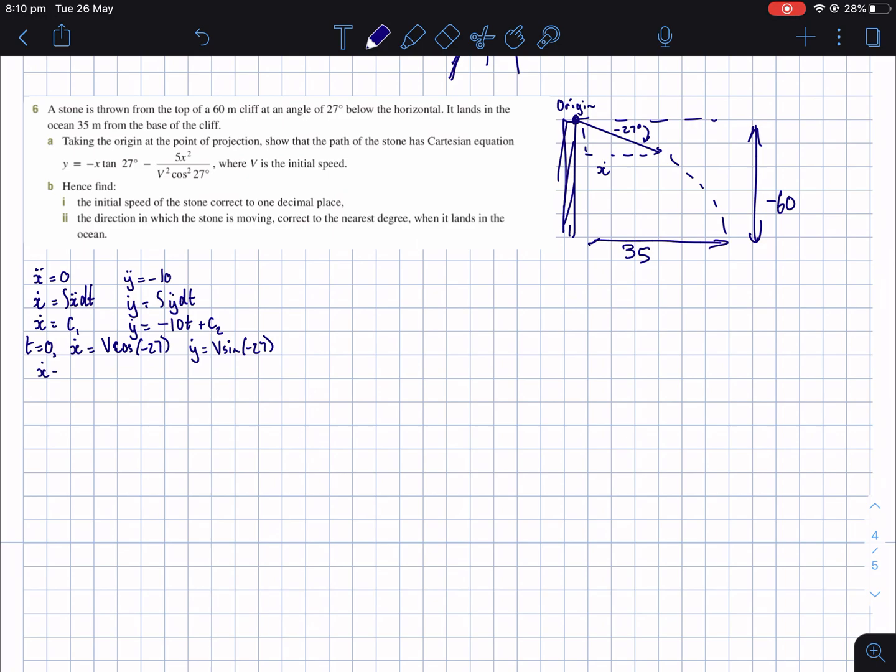So x dot, which is just c1, is v cos negative 27. Y dot at t equals 0 is 0. C2 is that, you've been through this, negative 10t plus v sine negative 27. Okey dokey. And now let's find these for the actual path. So integrating again.